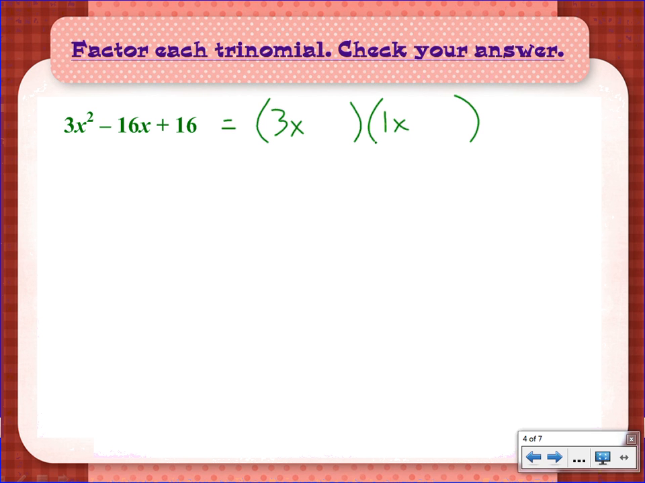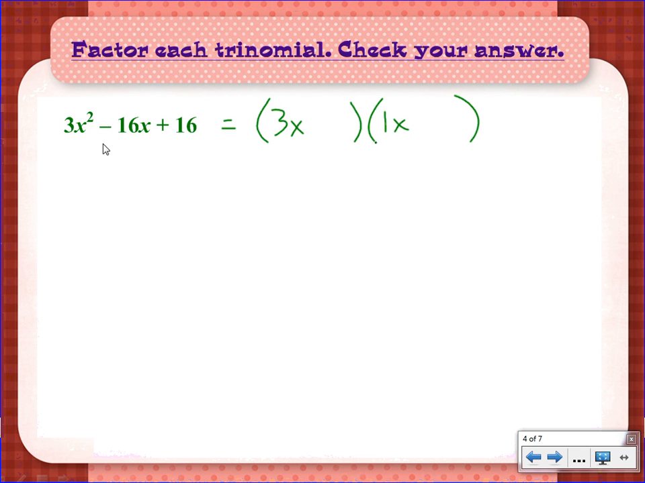Hopefully you're guessing 3x and 1x. Now certainly I could do a negative 3x and a negative 1x, but that's not usually going to happen in these cases. Typically we're going to have positive first terms that give us a nice positive first term product. Good so far? All right, now I've got a positive 16 here. I'm just going to throw out 4 and 4 and see if that's going to work.